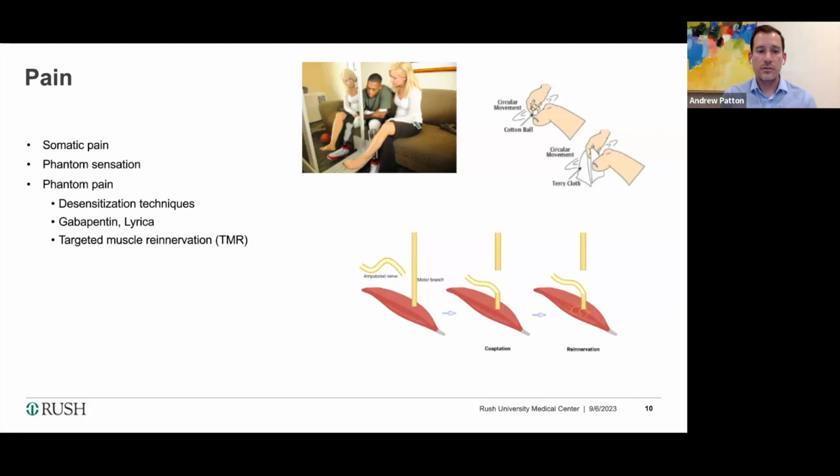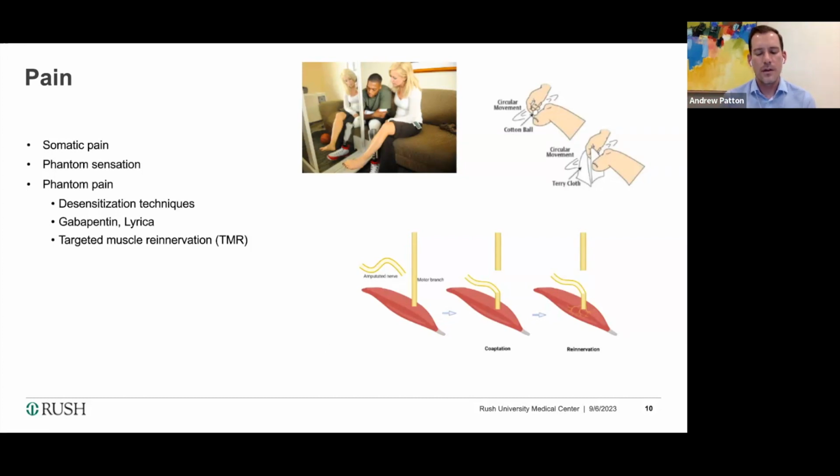Some other things that you can try are your neuropathic agents like gabapentin or Lyrica, of course. Like I mentioned, a lot of people have ESRD. So when you're talking about renal failure, these medications get a little dicey. So when you can stay away from medicines, always try to do that. And the last thing that you can try here is targeted muscle reinnervation, or TMR. So this is a relatively new procedure. I think it's really gotten popular in the last 5 years or so.